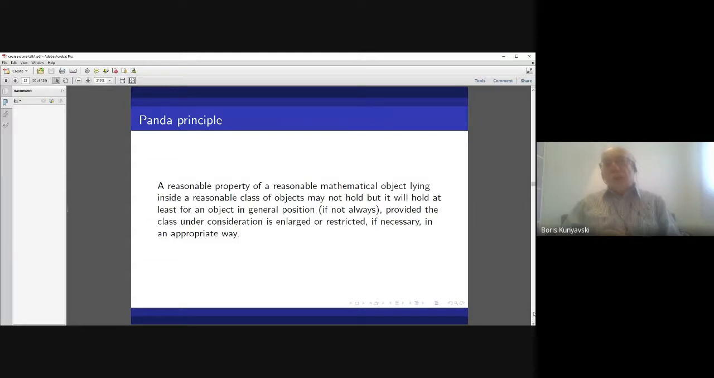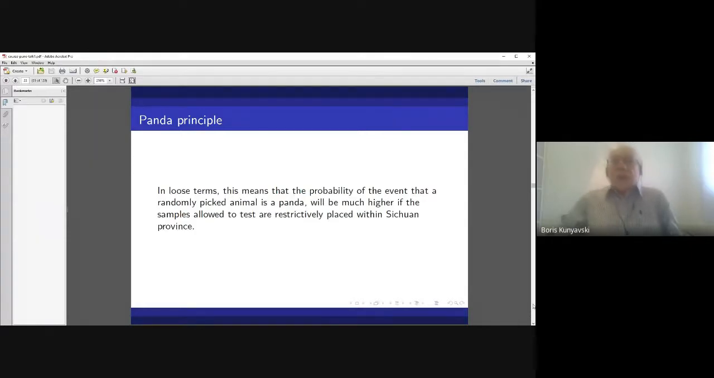And I call it the Panda principle, for the reason I'll explain in the next slide: a reasonable property of a reasonable mathematical object lying inside a reasonable class of objects may not hold, but it will hold at least for an object in general position, if not always, provided the class under consideration is enlarged or restricted, if necessary, in an appropriate way. I'll give some more concrete examples. We're not philosophers, we are mathematicians. So let me illustrate this in loose terms.